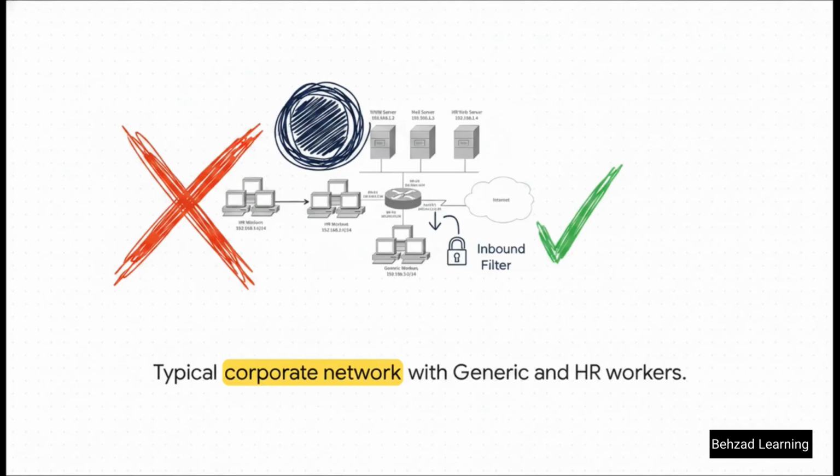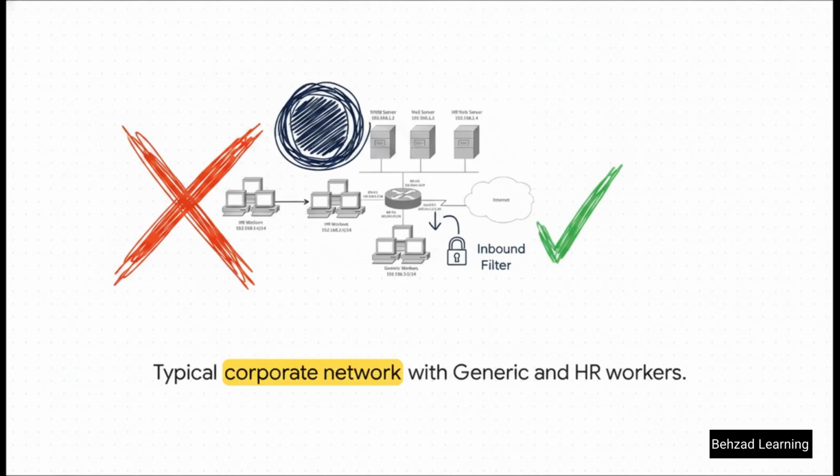Imagine we've got a router right in the middle. At the top, an HR web server sitting at 192.168.1.4. Down at the bottom, a subnet full of our generic workers. If our strict security policy says we need to block those generic workers from accessing the HR server, but we still need to allow them out to the internet, where do we actually put the filter?